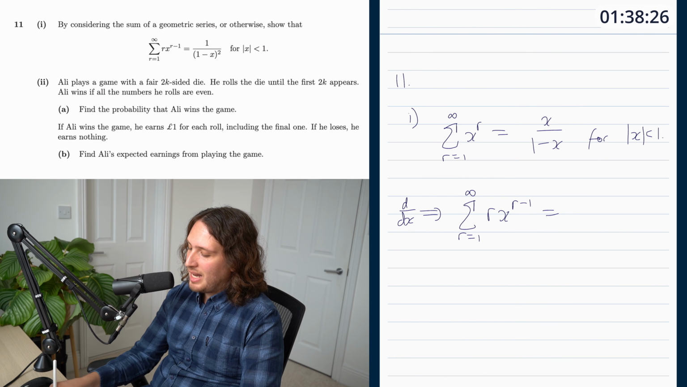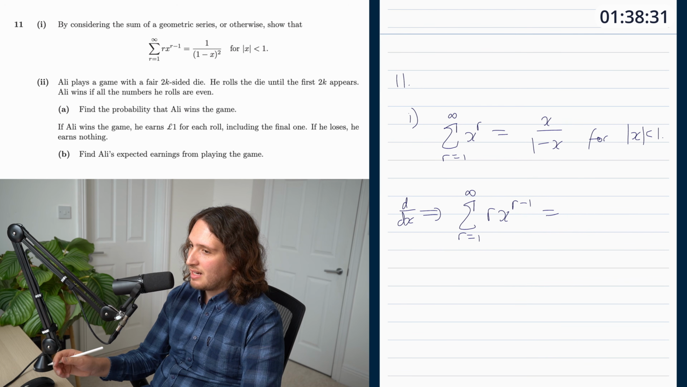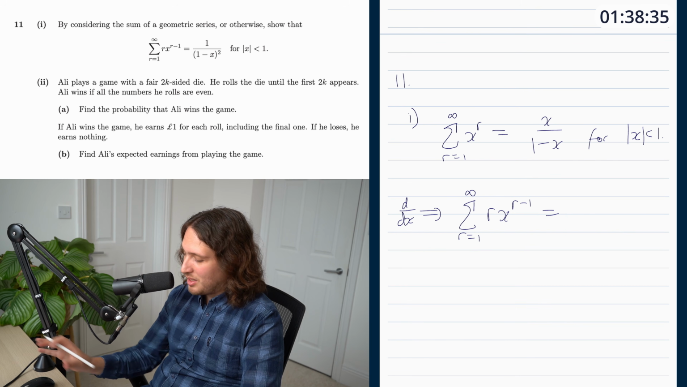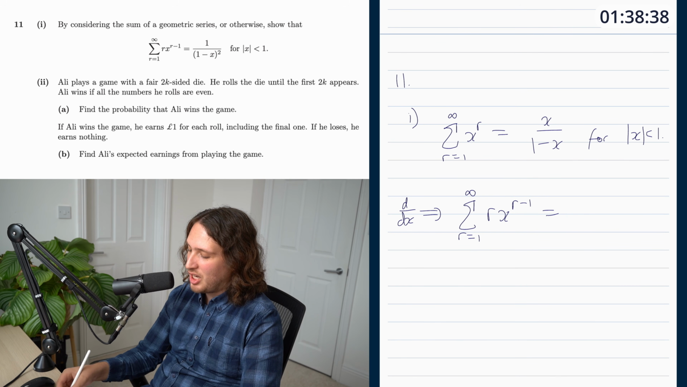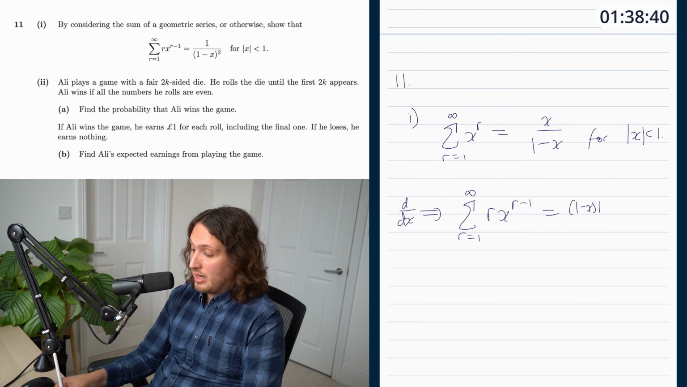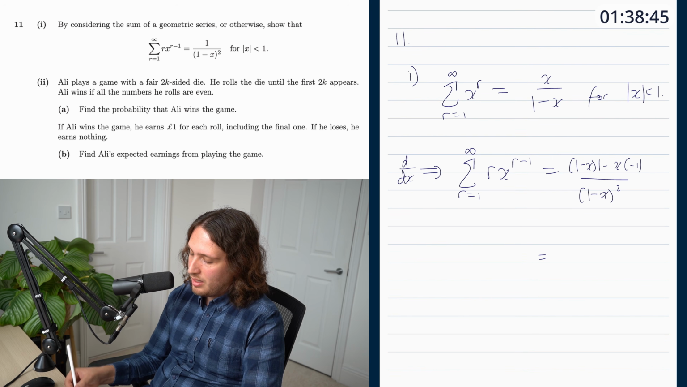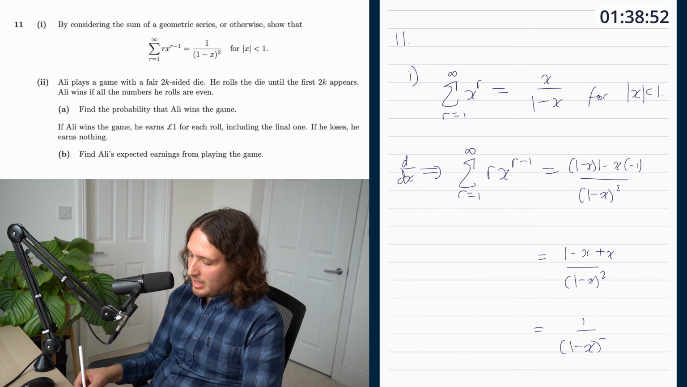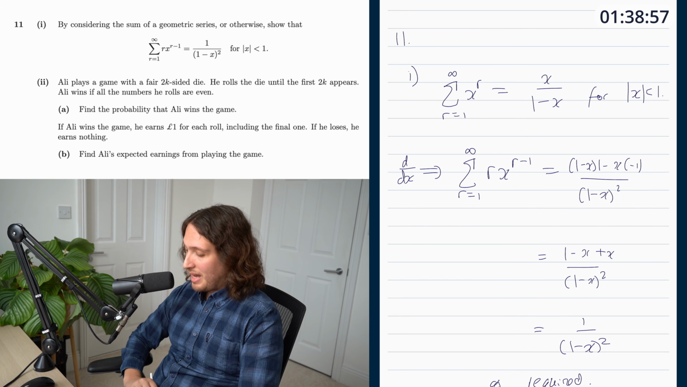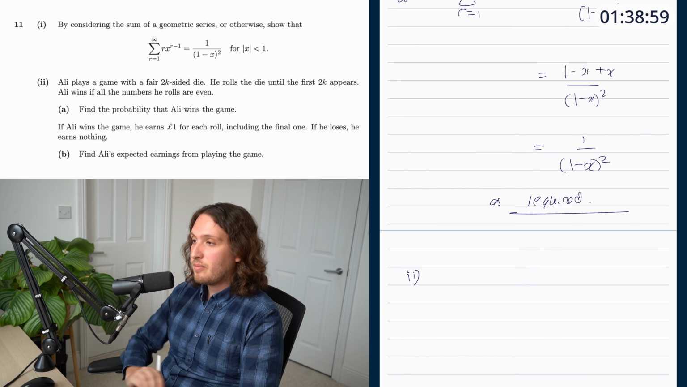And then, well, that's the same as 1 minus 1 over 1 minus x. And it's a "show that", so I better be thorough. I was going to do the differentiation in my head, but it's a "show that". Let's show all the steps. Low d high minus high d low over the square of what's below, which is 1 minus x plus x over 1 minus x squared, which is 1 over 1 minus x squared as required. Okay, that's part 1 sorted.